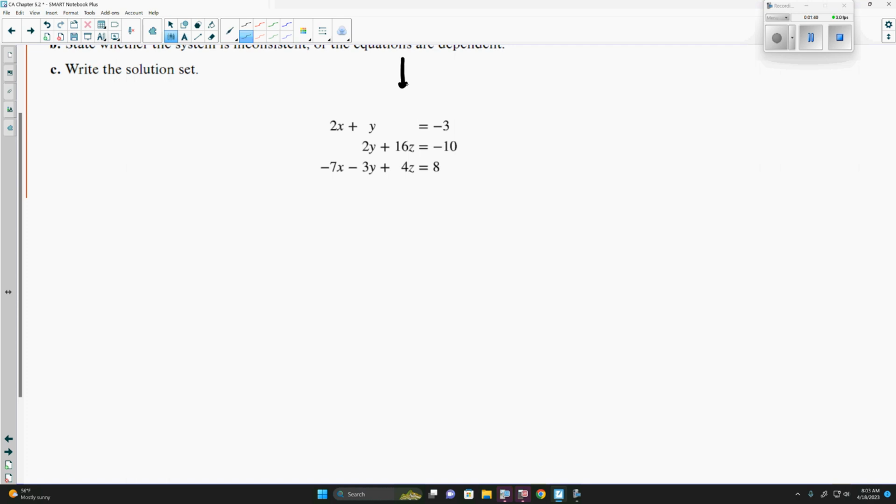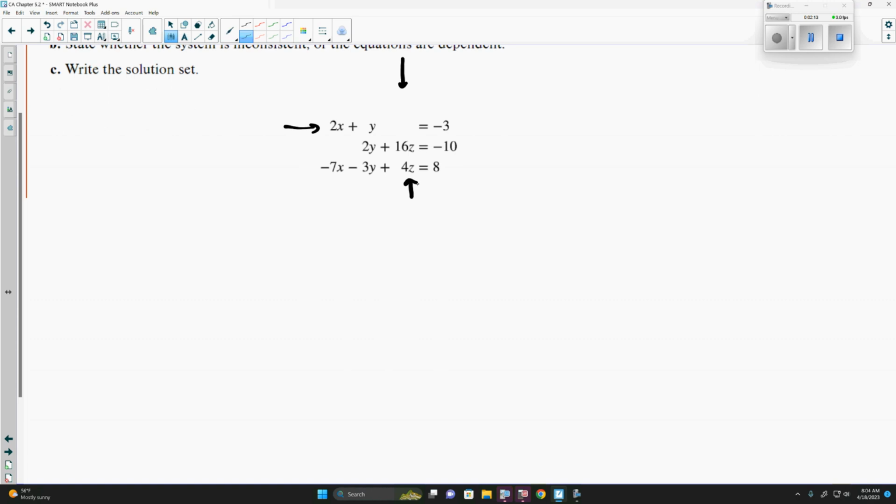Now, one of the nice things about eliminating z is that the first equation already has z gone. We don't have to do anything to it. So one of our two equations will still be 2x plus y is equal to negative 3. One of the other reasons I picked z is that at the bottom we have 4z, and in the middle we have 16z. And we can combine those to get rid of z.